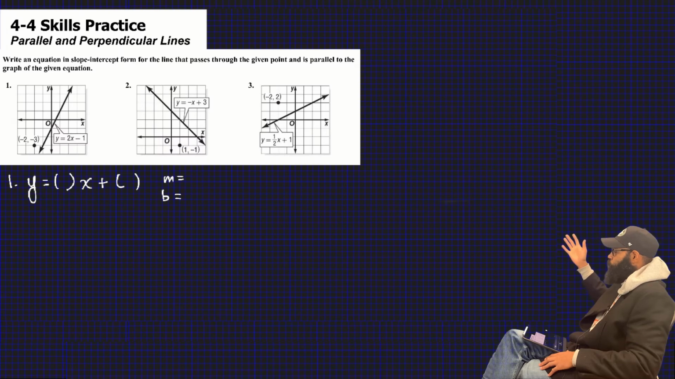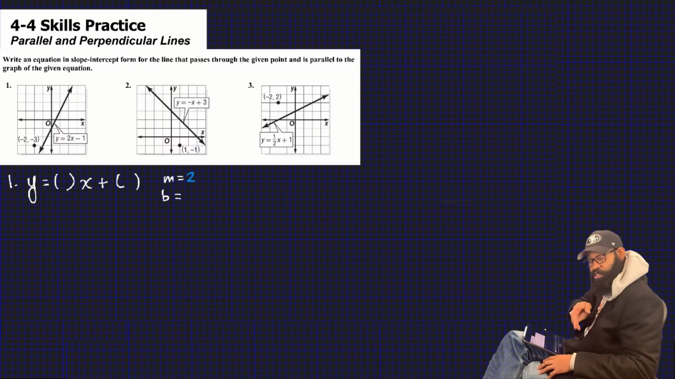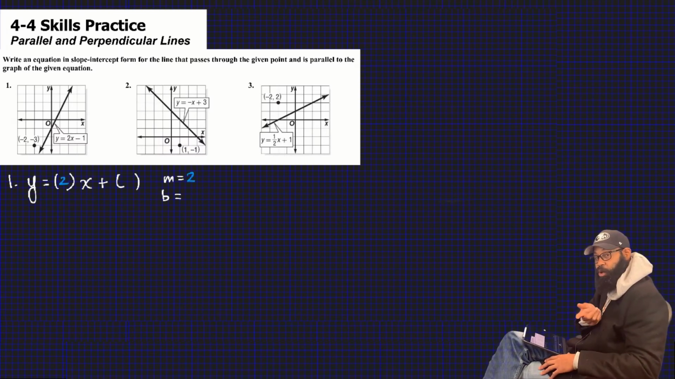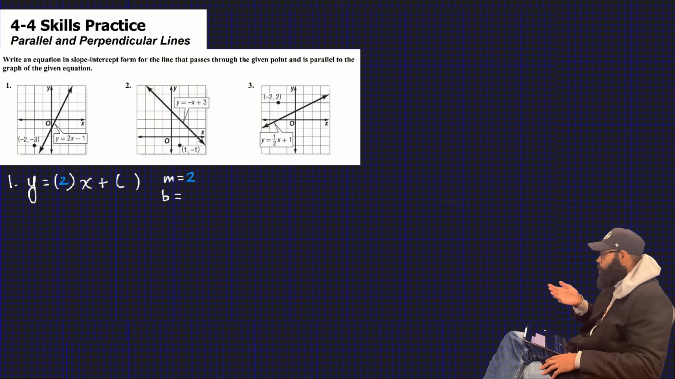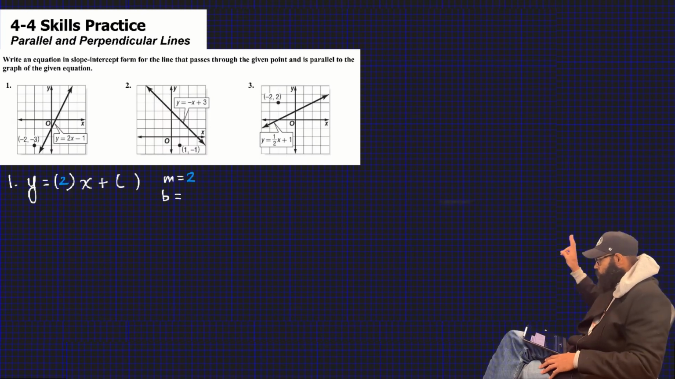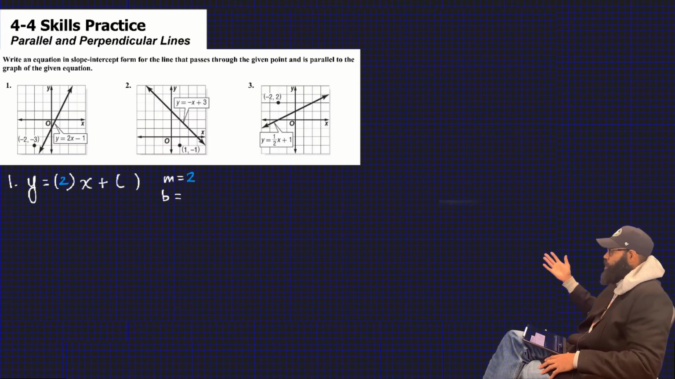All of that is what we call a setup. We're setting up to write the answer. The answer is just y equals mx plus b. What's m? It's 2. We know it's 2 because it's the same slope. Nothing hard there. Now I need b.